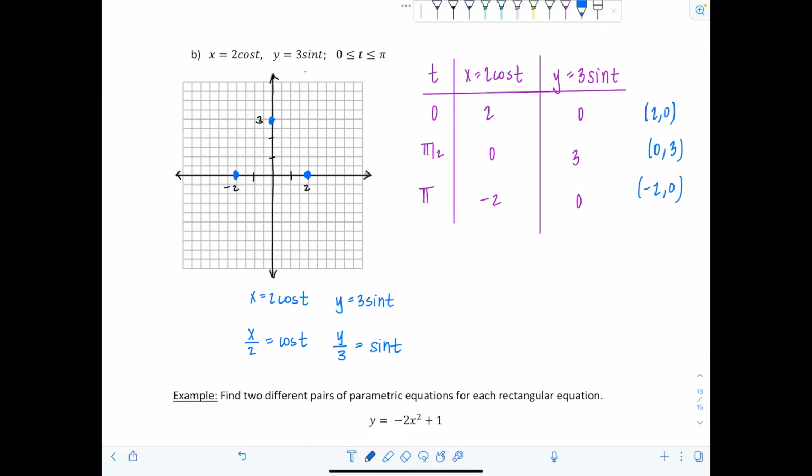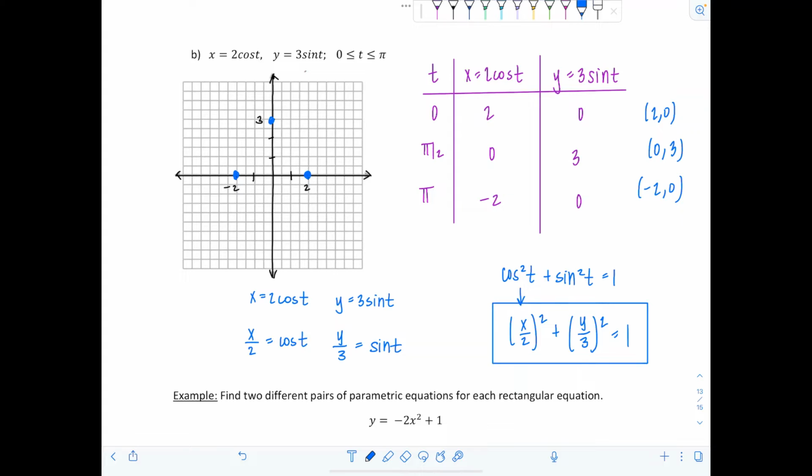And we all remember, since we just did trig a hot second ago, cosine squared t plus sine squared t equals 1. So I can just replace cosine squared t with x over 2 squared. Sine squared t I can replace with y over 3 squared. And this is all equal to 1. So now I've eliminated the parameter.